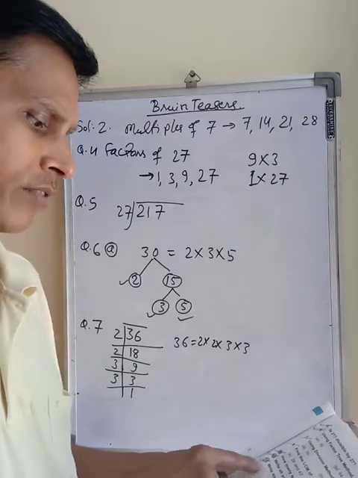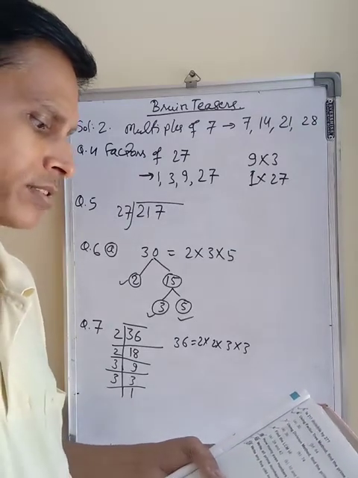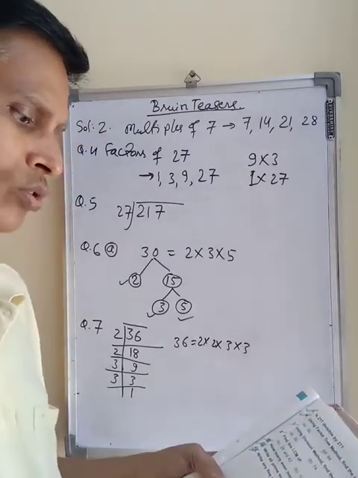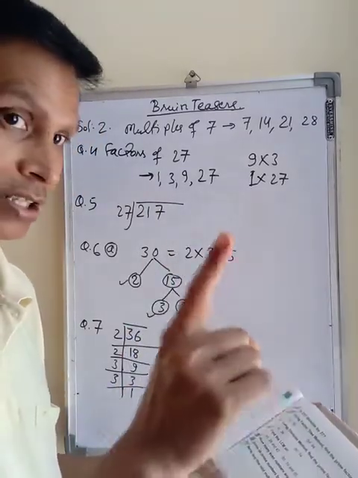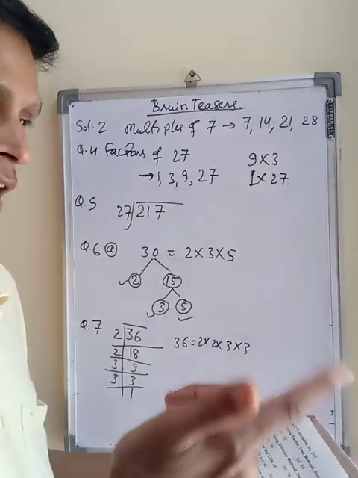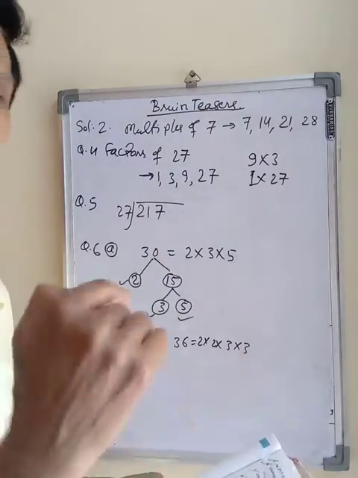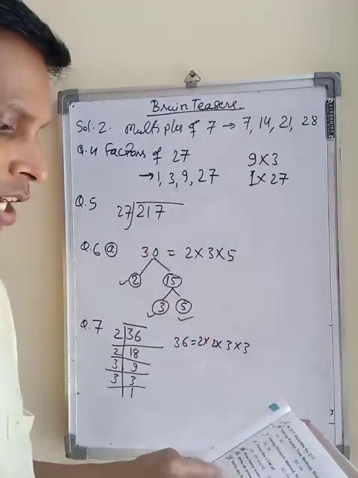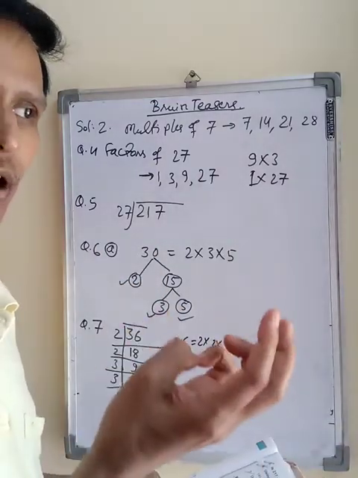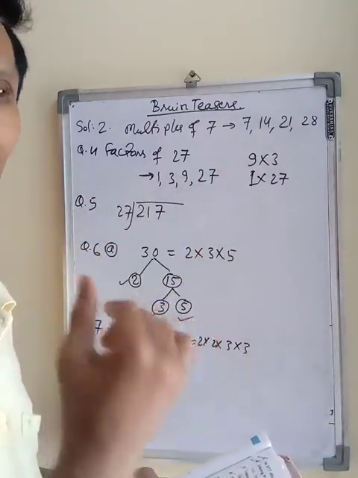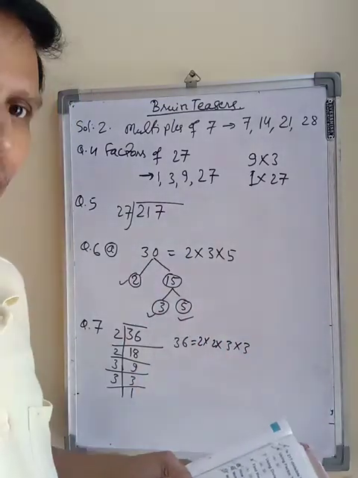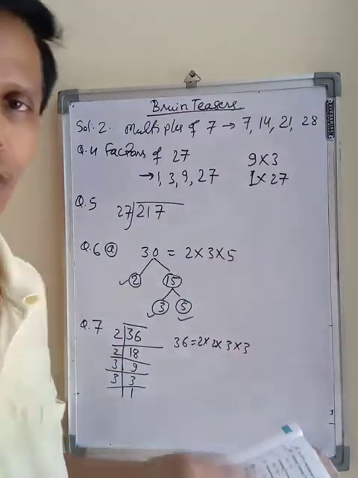Question number 11, write any 5 odd multiples of 3. Odd multiples of 3, any 5. So 3 1 is 3, the first multiple, it is odd. 3 2 is 6, we can't write. 3 3 is 9, yes we can write. After that 12 we can't write because we need odd multiples. After 12 comes 15. So the answer: 3, 9, 15, then 21. By this way you can find the odd multiples of 3.